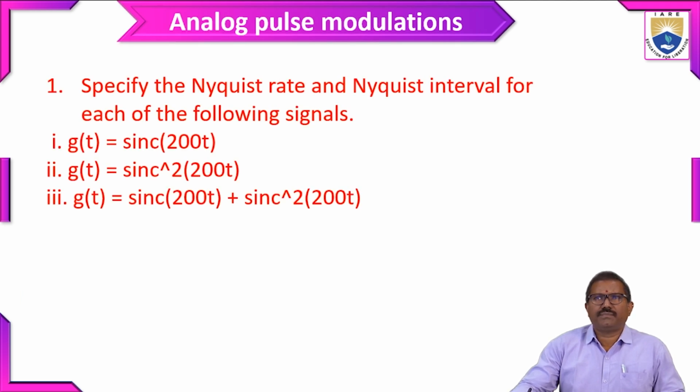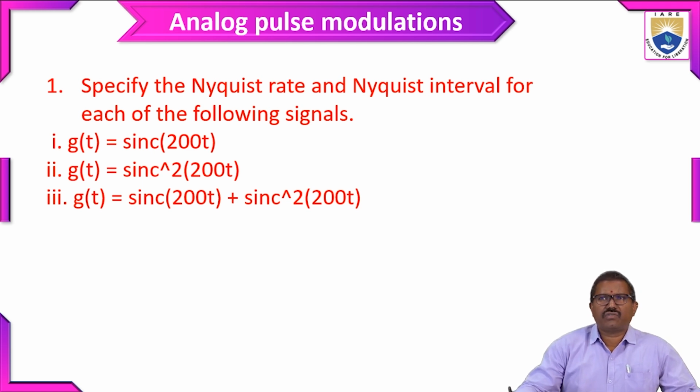Now the first problem. Specify the Nyquist rate and Nyquist interval for each of the following signals. So we are going to sampling, and we are going to follow the Nyquist criteria. That's why today's problems are on Nyquist rate and Nyquist intervals, which is nothing but sampling.